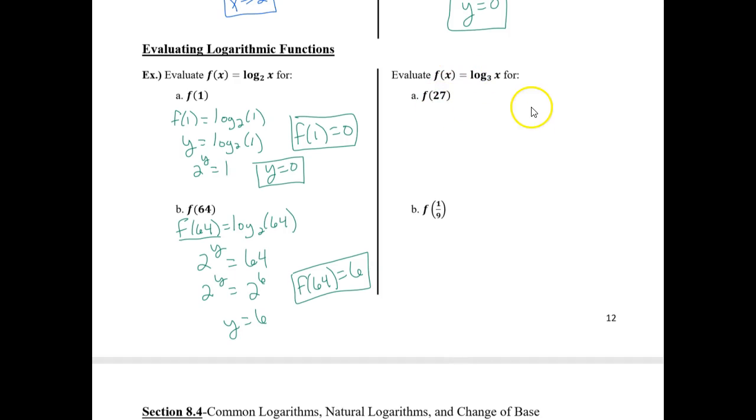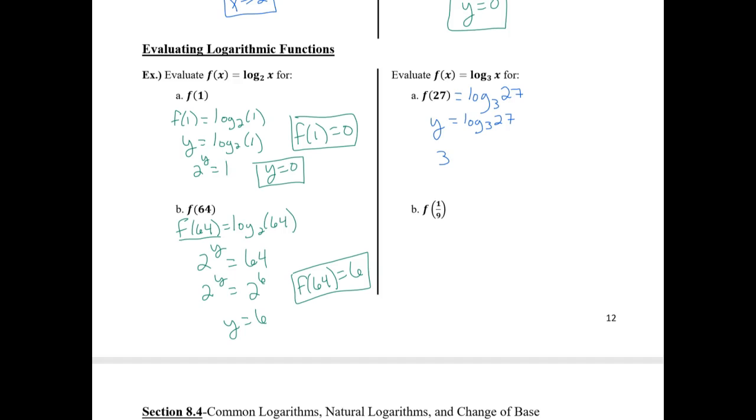In this example, we are asked to evaluate f of x equals log base 3 of x for part A, f of 27. When we are evaluating functions, we replace our x with the input, and the input here is 27. I could rewrite f of 27 as y. Right? Our f of x is the same thing as y. I'm going to rewrite this exponentially.